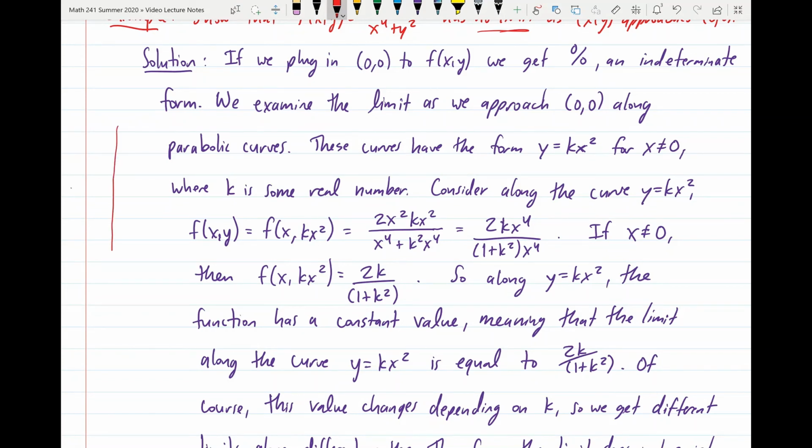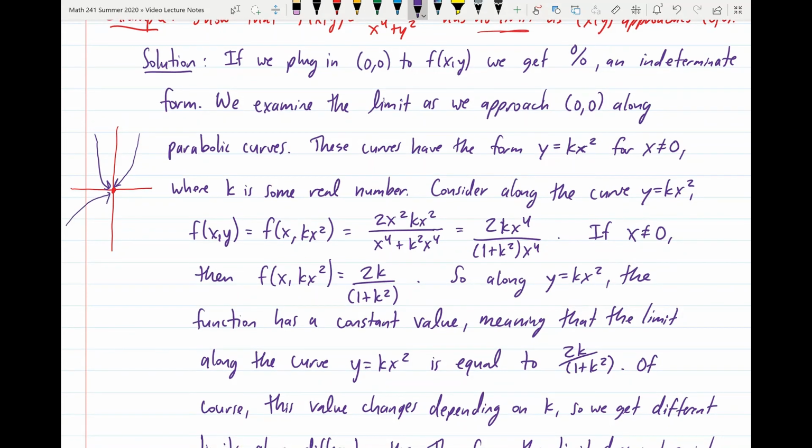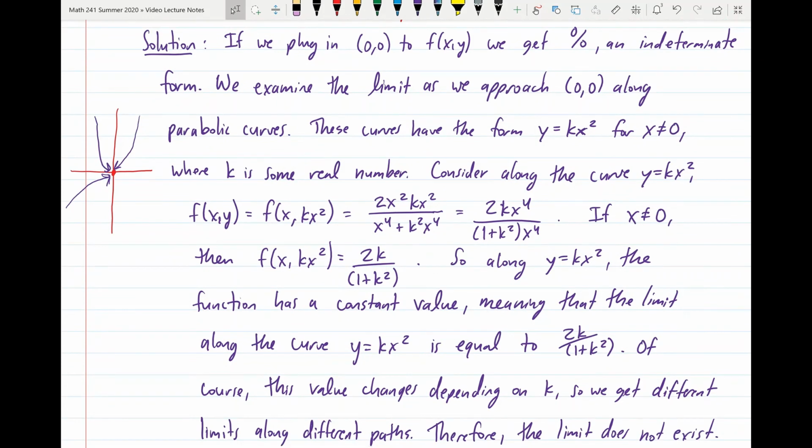So if I draw a plane here, and then the origin is going to be at the center, of course, then we are going to approach the origin along curves that look like this. Down towards the origin, we can go from this direction, we can go towards the origin from this direction. The point is that all of the paths that I'm using to get to the origin are parabolas. And so these curves have the form y equals kx squared generally, where k is just some real number. And we are not including the point x equals 0 because that's our limit point here.